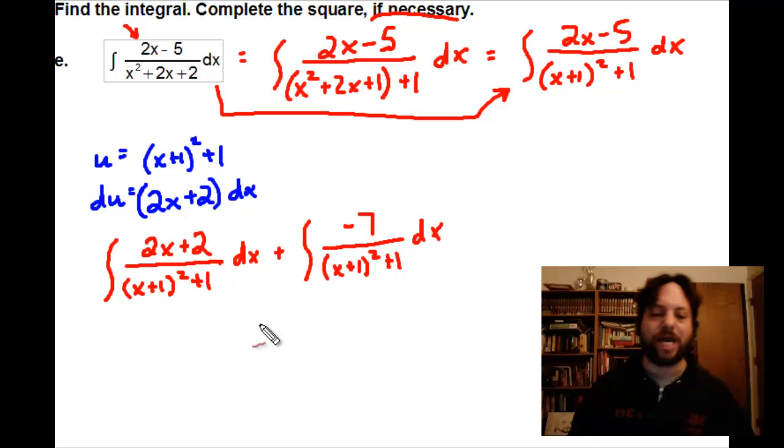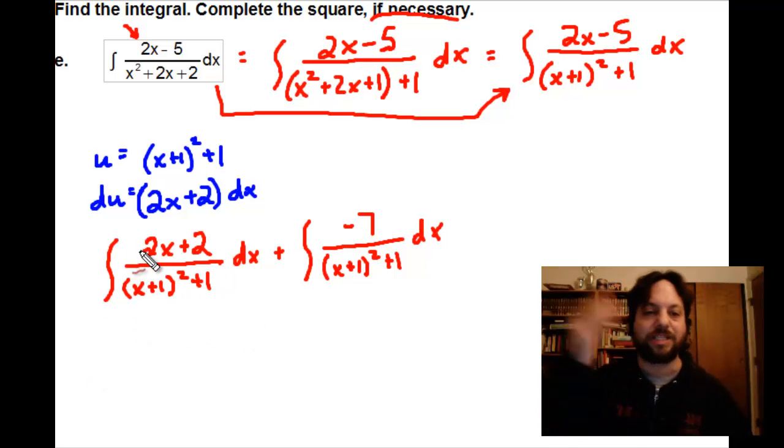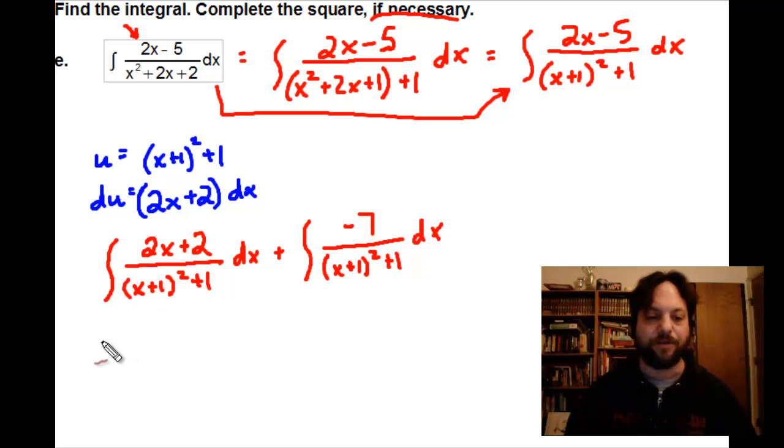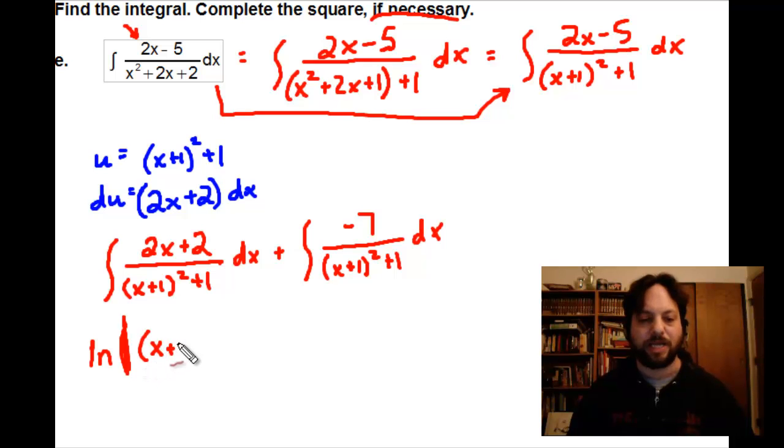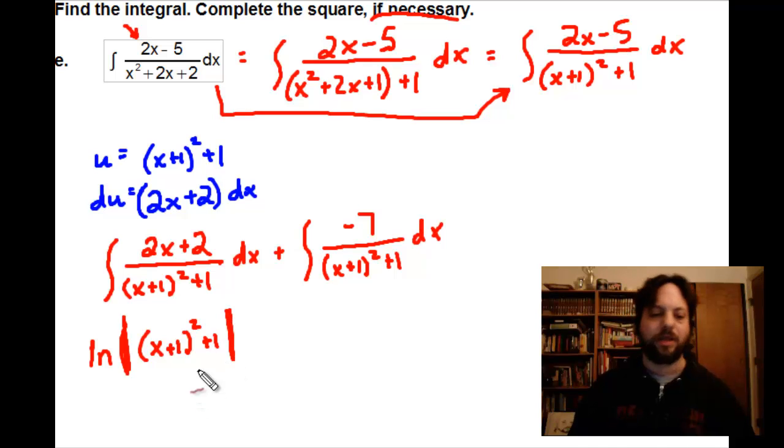So at this stage, I can go ahead and complete this entire thing. This first part right here, the top is a derivative of the bottom. So this is simply going to give me the natural log of, I can do absolute value if I want to, I guess, quantity x plus 1 squared plus 1. And that will be the first part of the integral right here.